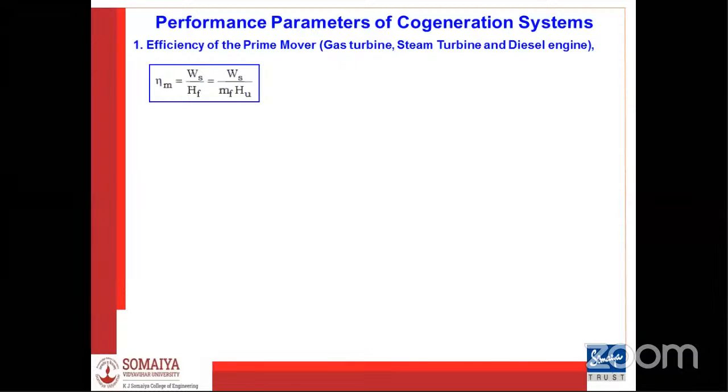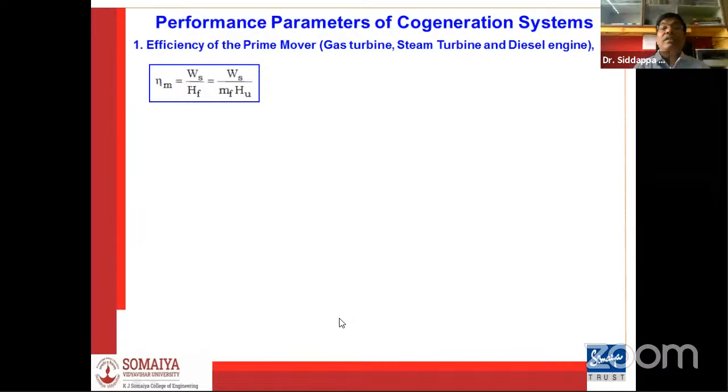We all know prime movers may be gas turbine, steam turbine, or diesel engine, in all three systems we have discussed. Then it is mandatory to check how the prime mover is working. You might already know they have internal efficiencies called the isentropic efficiency of a prime mover. For example, in a gas turbine, you define the isentropic efficiency of the compressor, the isentropic efficiency of the turbine, the combustion efficiency of the combustion chamber, and for a steam turbine, the ideal efficiency and the actual efficiency.